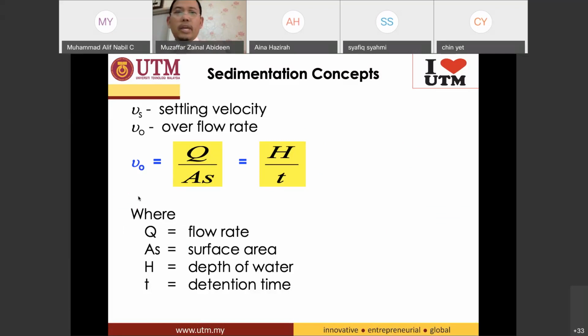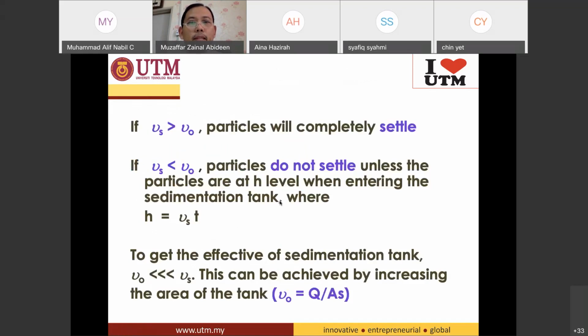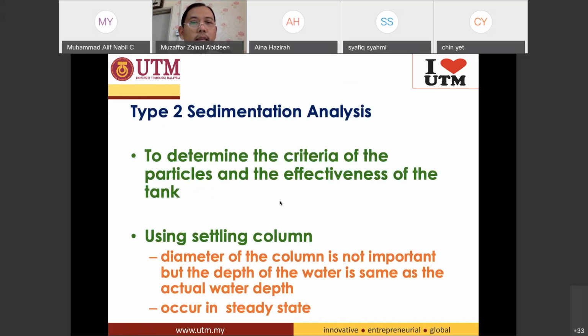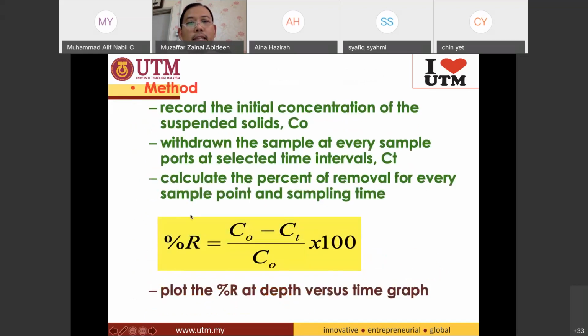Write down from page... Where's the page? Page 53. Okay. So I think that you have already put this equation. V naught is equal to Q divided by ES and is equal to H divided by T. So that is that. Okay. So complete. I think nothing to write down there. Also nothing. Okay. This is the formula of calculating the percentage removal.